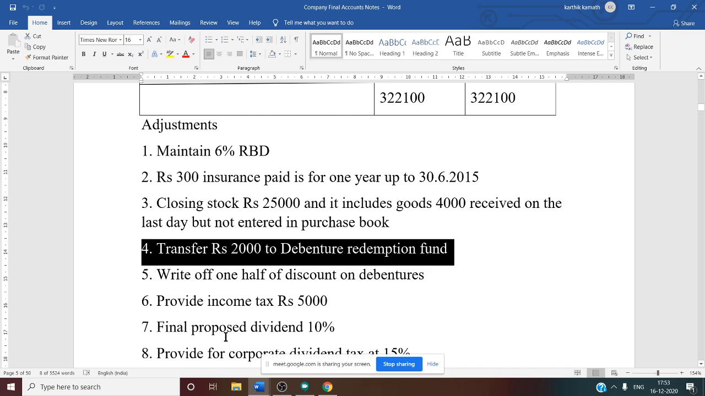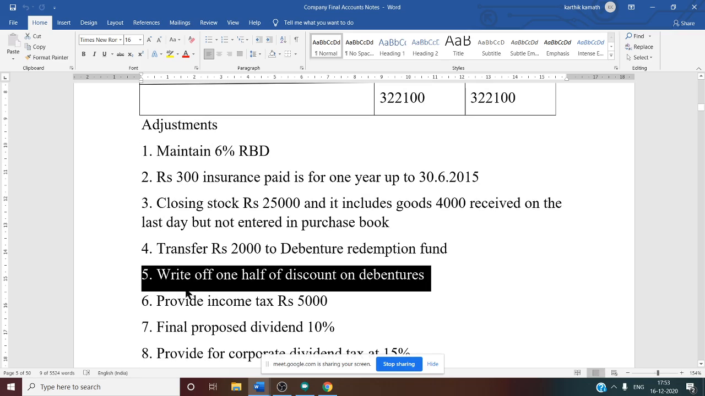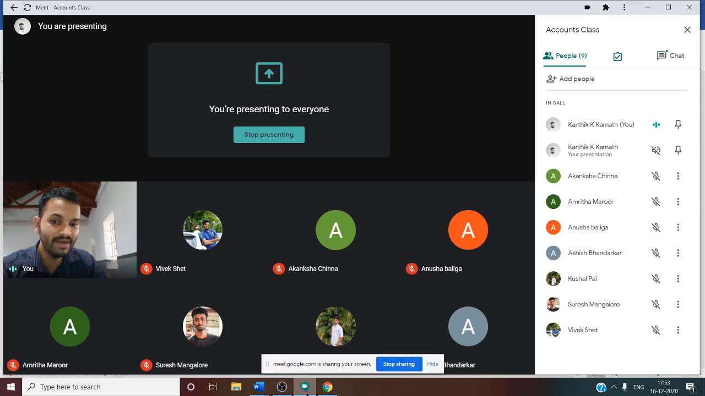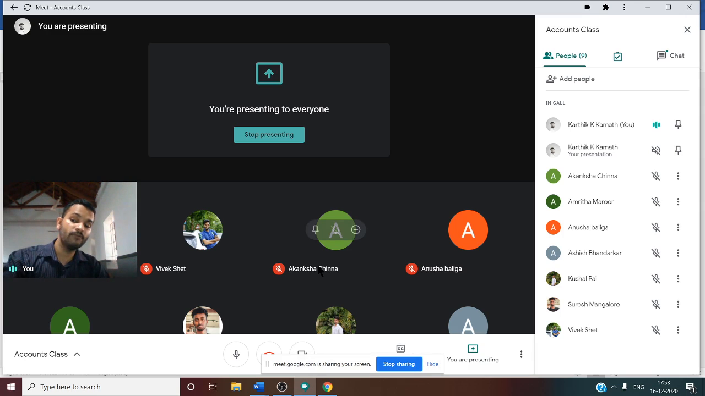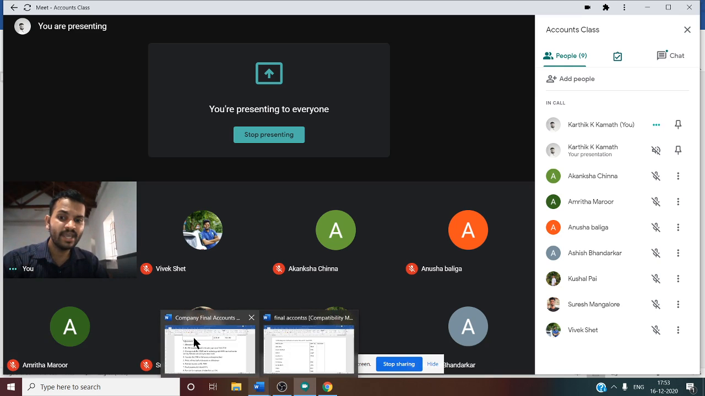Yes. Then write off one half of discount on debenture. So for this discount on debenture, one information is given in the trial balance, and here they have said write off. Whenever it is write off, it is an adjustment of P&L. Under adjustment of P&L, you have to see under expenses, whether it is depreciation and amortization expenses. It is amortization expenses, so you have to consider this. Now they have said one half.